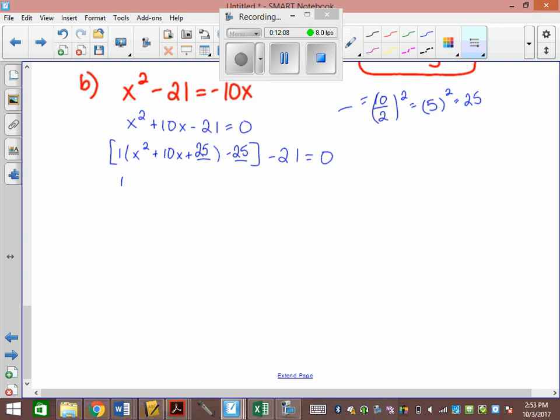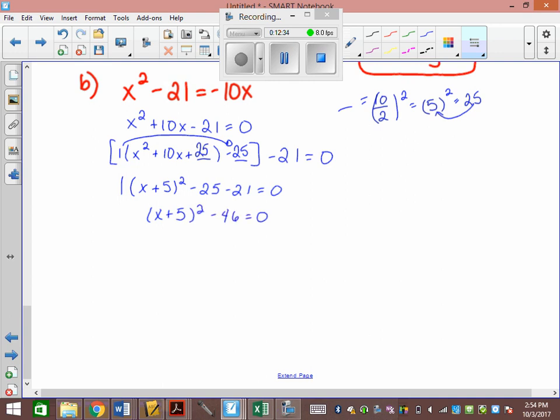So we're going to get 1. Do I need the 1? No, but you can write it. 1(x² + 10x + 5²) - 25 - 21 = 0. What if you forget to multiply them? Not a big deal because it's 1, but I do it anyway. It's just to practice, okay? So we get -25 - 21 = 0, and (x + 5)² - 46 = 0.